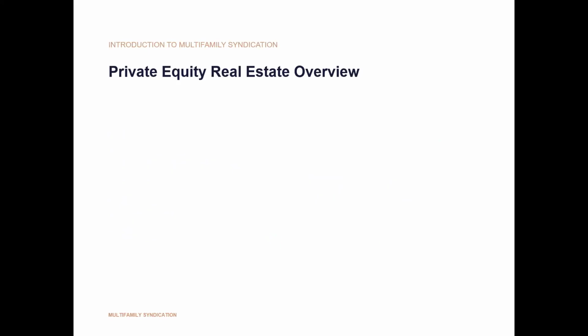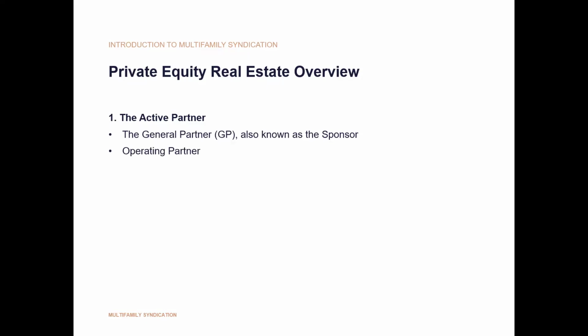A couple of the key players in a syndication or private equity fund. You're going to have the active partner. So this is the person who goes out and finds the project. This is the general partner, also known as the sponsor of the project. They're the operating partner, and they're also the one that controls the property and all of the entity operations. So they're the one that creates the business plan, finds the property, raises the capital for this project, and they make all decisions with regards to when it's appropriate to dispose of the project, issuing out investor distributions. All that stuff is determined by the active partner.